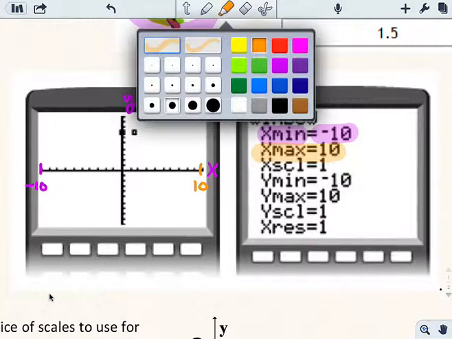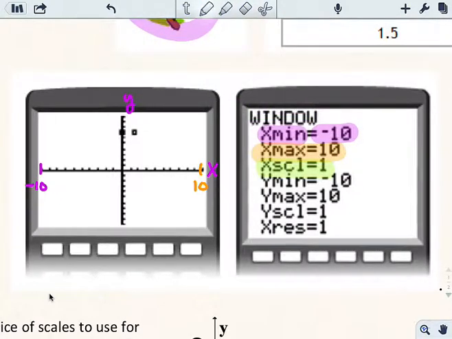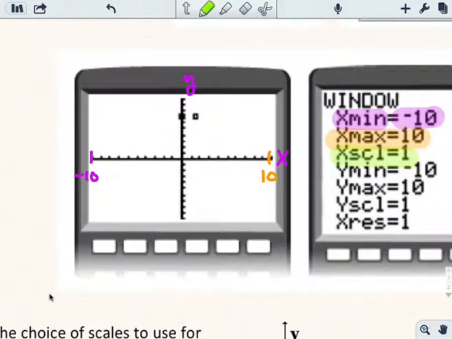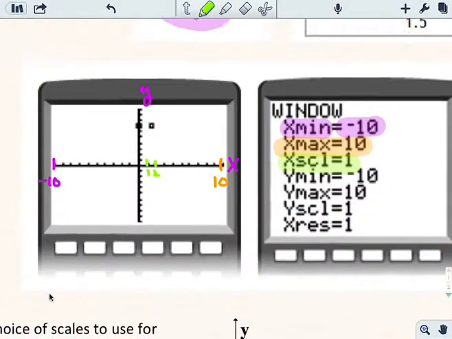And now this scale refers to what you're counting by. So what you can surmise is that each of these little tick marks counts as 1. So that's 1, that's 2, and so on and so forth. I'm not going to put them all out there, but that's what it means.